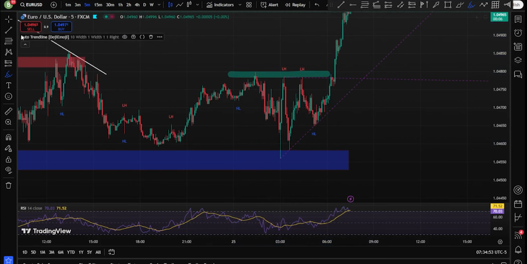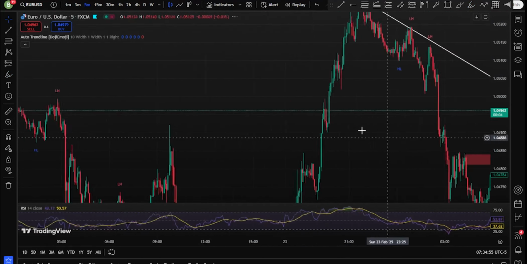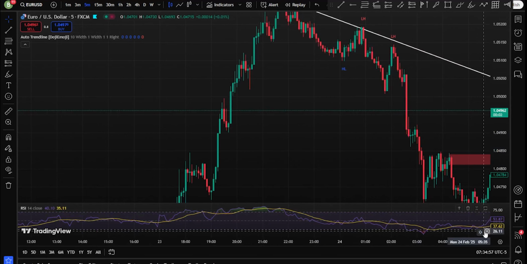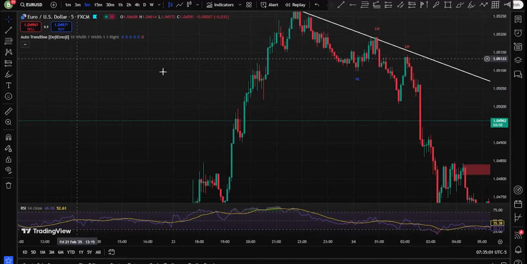How to use: use RSI to confirm trendline breaks or bounces. Look for RSI divergence to anticipate reversals.